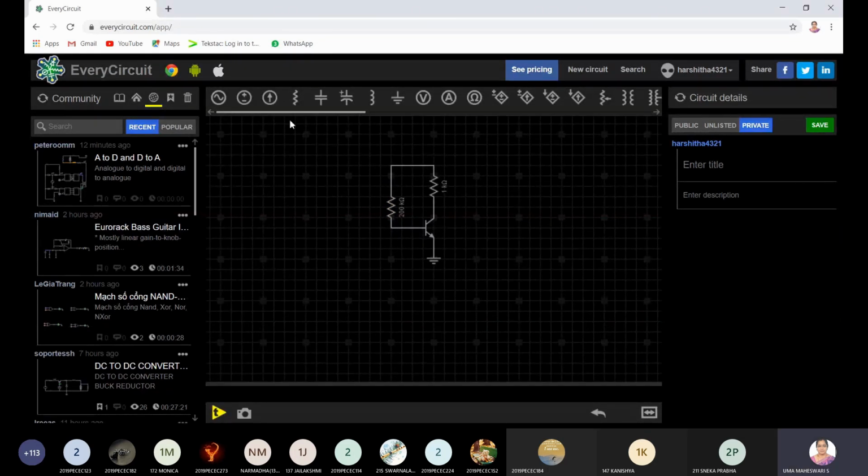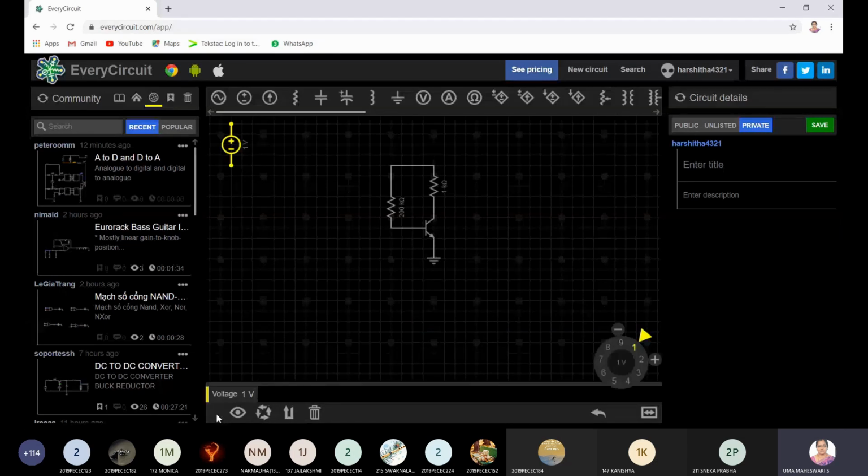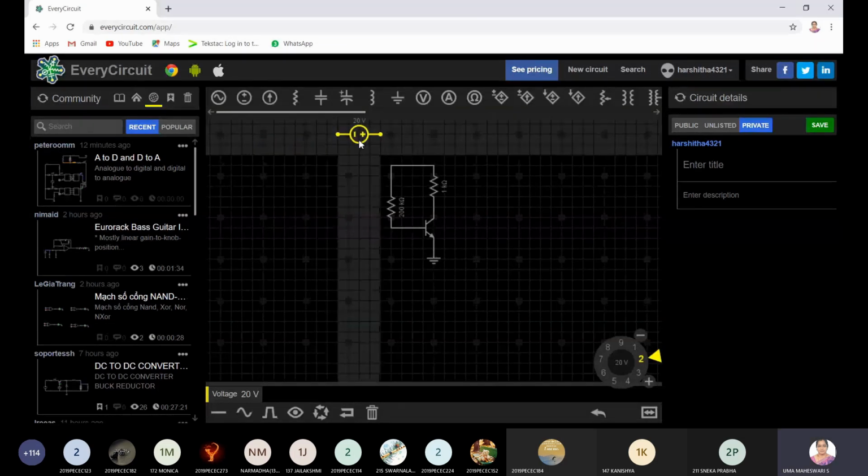Then for the biasing purpose, I have to use a DC voltage source. The value of the DC voltage source should be 20 volts. So once again, go for this adjust spanner and move this to 20 volts. I can rotate as per need. This is your rotate icon. So I'm rotating like this.